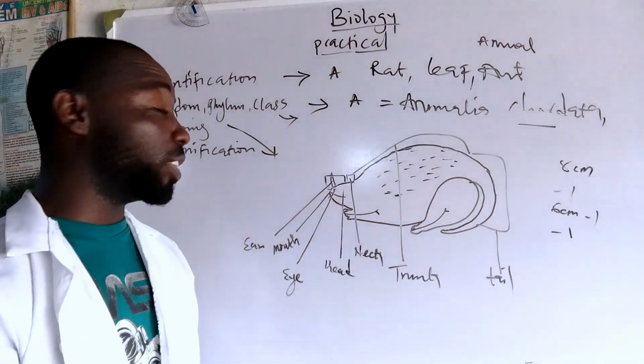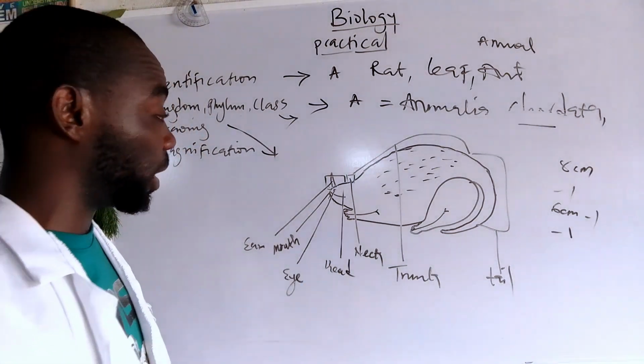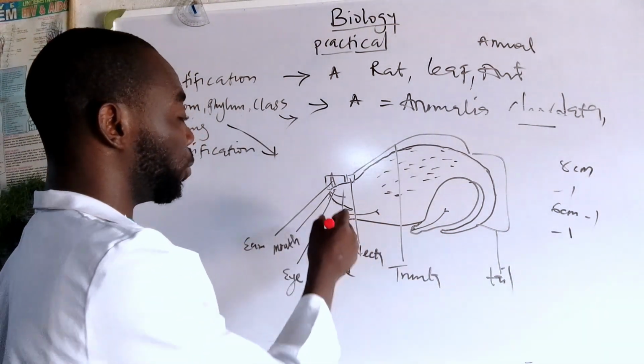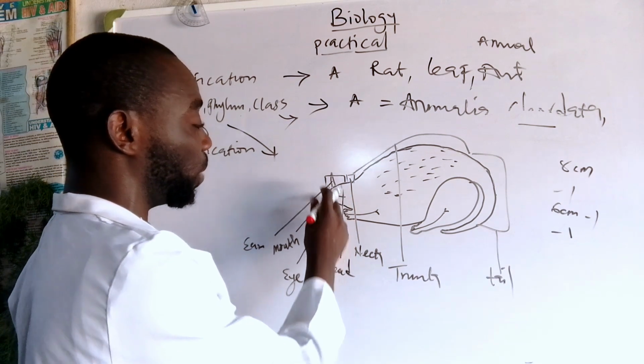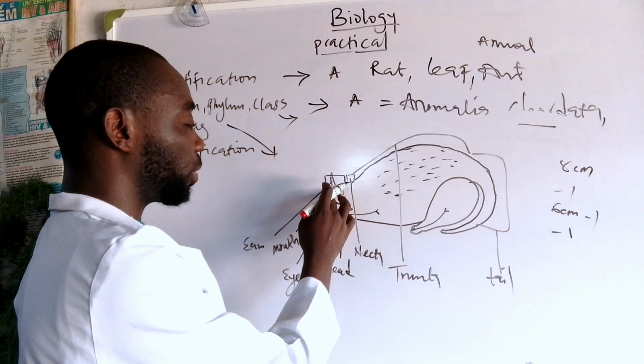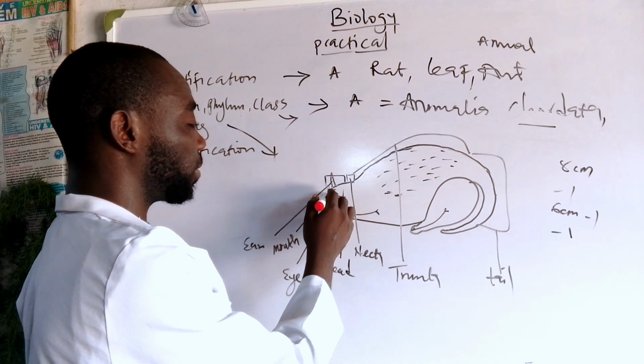Now please take this note. Be very important, very, very important. Now when you want to label, you don't allow your lines to cross this way. Like I want to label the mouth, now I'll cross it this way. No, it is not that way. Just make it straight. Make it straight.